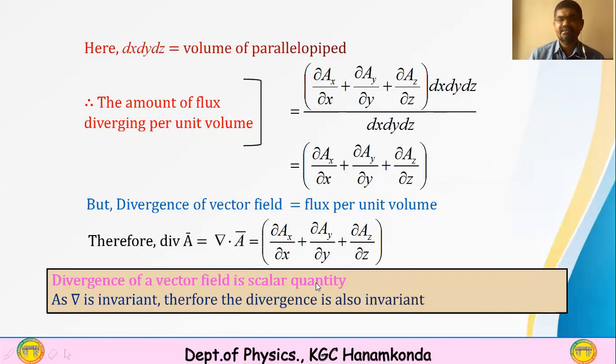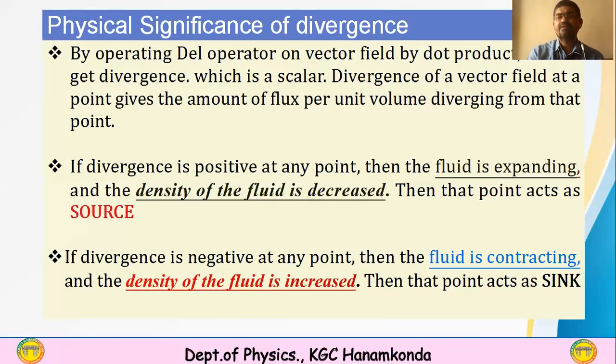As we already studied the properties of the del operator independent of the coordinate system which we have taken, that is the property of invariance. Del operator is invariant. The del operator is independent of coordinate system. Therefore, the divergence is also invariant, also independent of the coordinate system which we have taken. This is the derivation of divergence of a vector field.